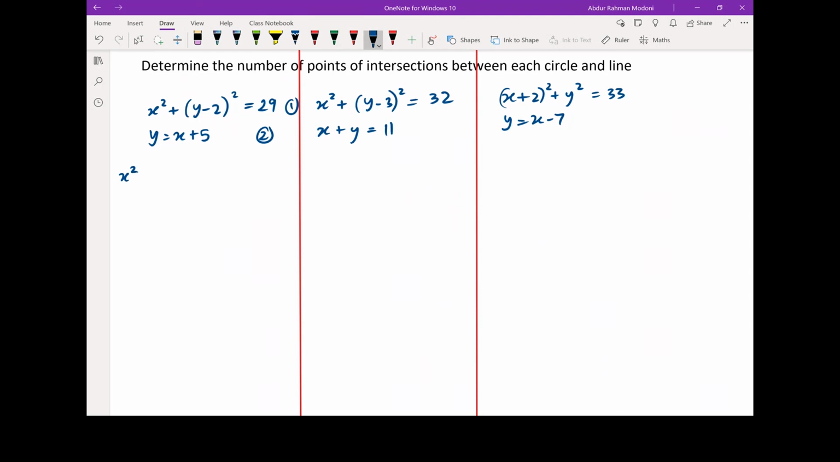So we have x squared plus, instead of y, we write x plus 5 minus the 2 all squared equals 29. Tidy this up a bit, so you end up with x squared plus x plus 3 all squared equals 29. If we expand this, we get x squared plus 6x plus 9 equals 29. Get it into the general form of a quadratic, ax squared plus bx plus c, we end up with 2x squared plus 6x minus 20 equals 0.